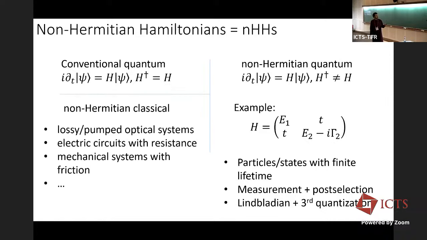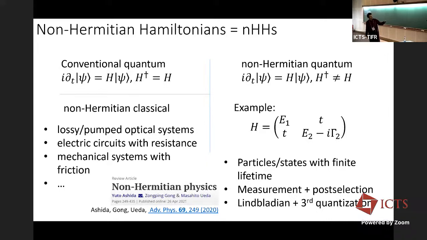There are a bunch of reasons why non-Hermitian Hamiltonians could appear in quantum systems, but also in classical systems. For example, if you think of an optical system with losses or where you pump energy into some of the optical modes, that's naturally describable by a non-Hermitian Hamiltonian. Electric circuits with resistance, mechanical systems with friction, pretty much anything which is linear and has loss or gain is describable by a non-Hermitian Hamiltonian. If you want to know more about this physics, I thoroughly recommend this review article.